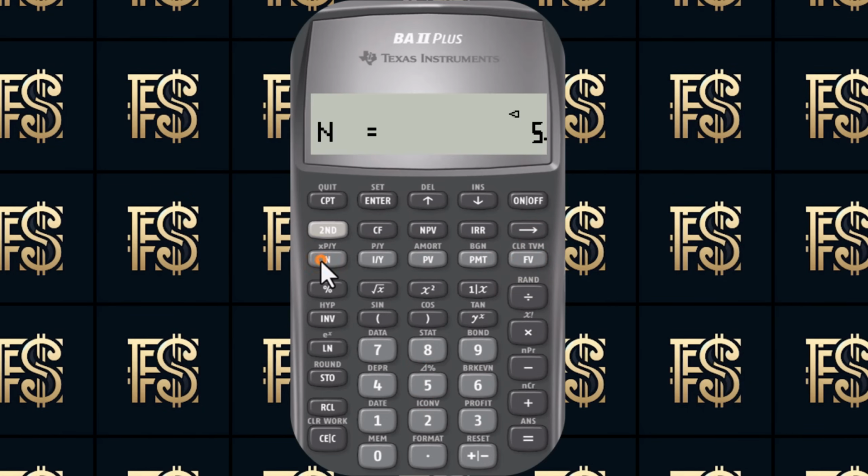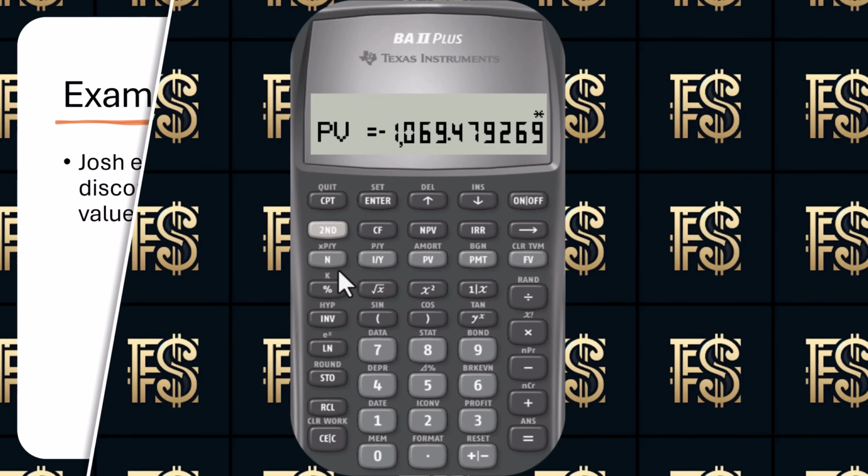5 for N, 7 for IY, 0 for PMT, 1,500 for my future value. Compute present value. What we find is that Josh would be willing to pay $1,069.48 today to receive $1,500 exactly 5 years from today.